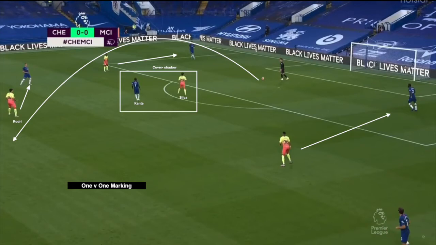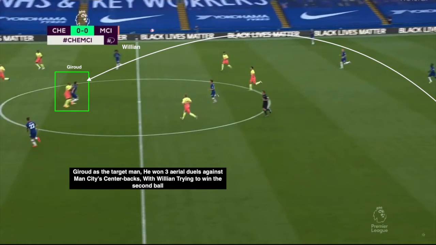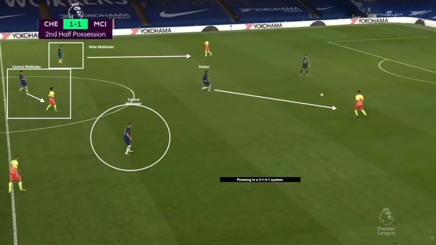To overcome this, Chelsea used Giroud as the target man. In recent times, Olivier Giroud has been used as a target man, who is responsible for winning the aerial duels. In this game also, he won three of the aerial duels, with Willian trying to win the second ball. So now we have looked at how Manchester City pressed.